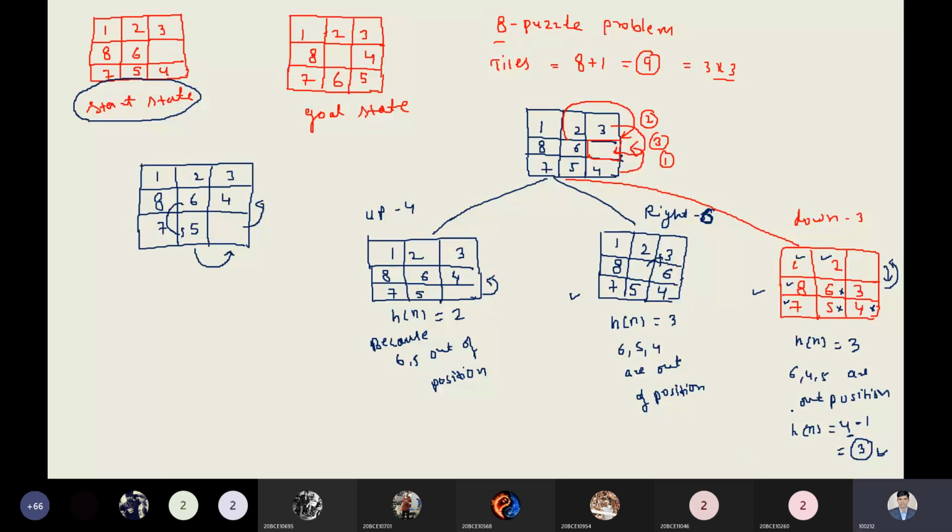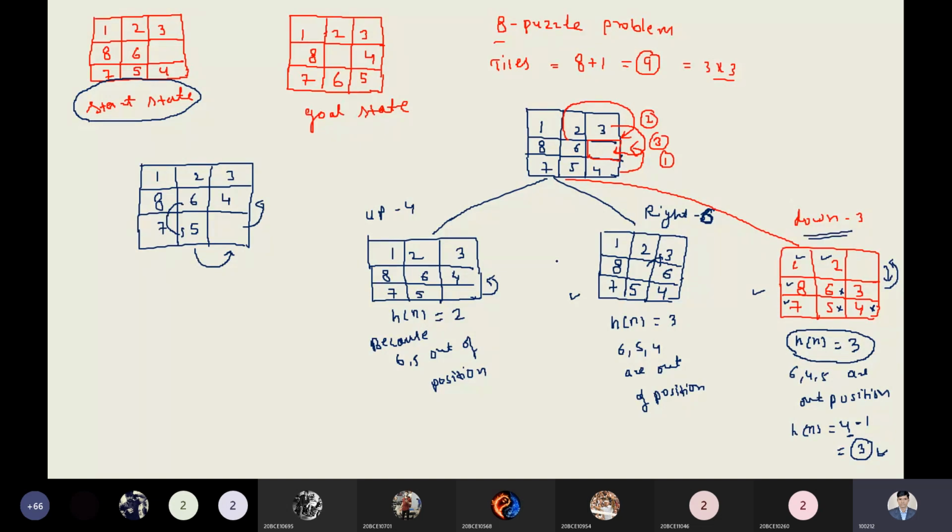because 6, 5, 4 are not in the right position, as they are not matching our goal state. So you can shift the 3 back to its position, and then work with 6, 5, 4 only. This is the reason. Heuristic function, as the name suggests, is about discovering something. So we have to discover the right path. The 3 is not required for this part, so we will not go with the down 3 part.